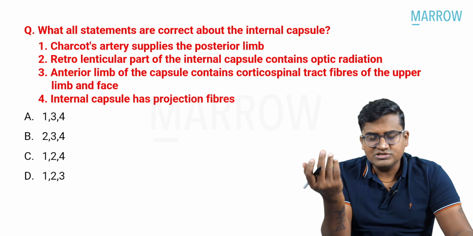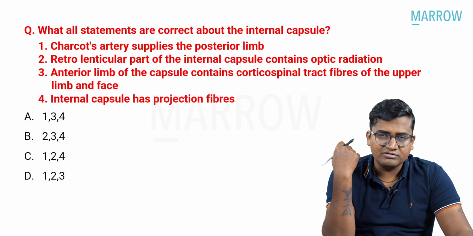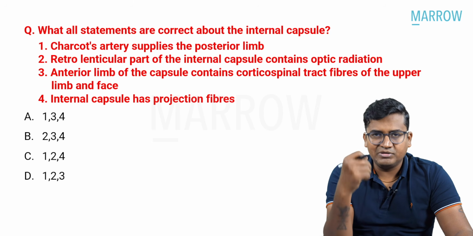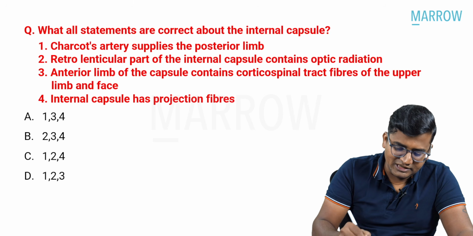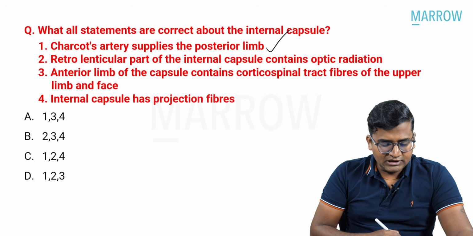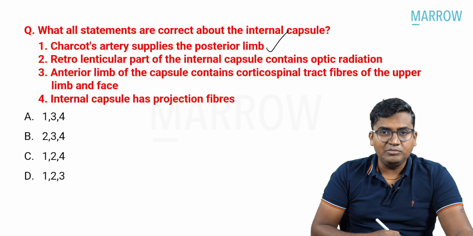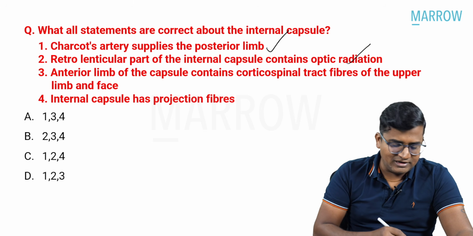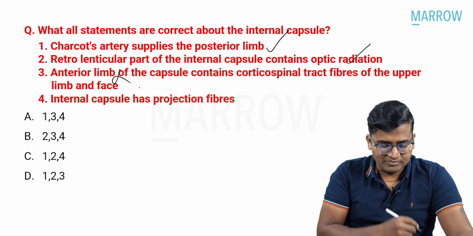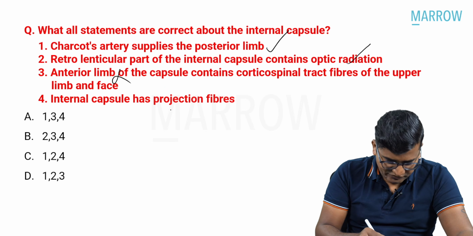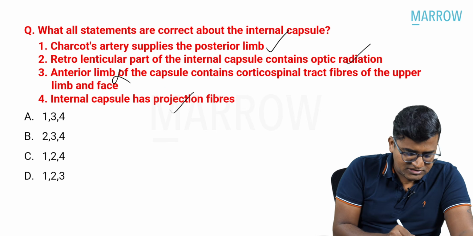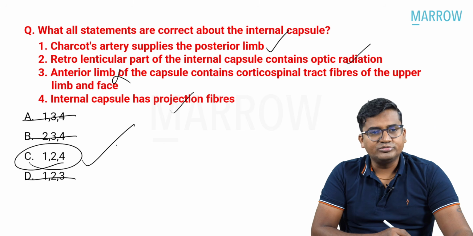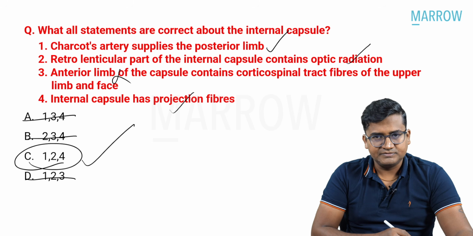Charcot artery supplying the posterior limb. Yes, the artery of Charcot hemorrhage, or lateral striate artery, or striate branch of the middle cerebral artery supplies the anterior limb, genu and the posterior limb. This is correct. The retrolenticular part of the internal capsule contains optic radiation. Correct. The anterior limb of the internal capsule contains corticospinal tract. That is wrong. Only the posterior limb. The internal capsule has projection fibers. Correct. So now 3 is the wrong answer. We should eliminate 3 and the answer is option C. 1, 2 and 4 are correct.